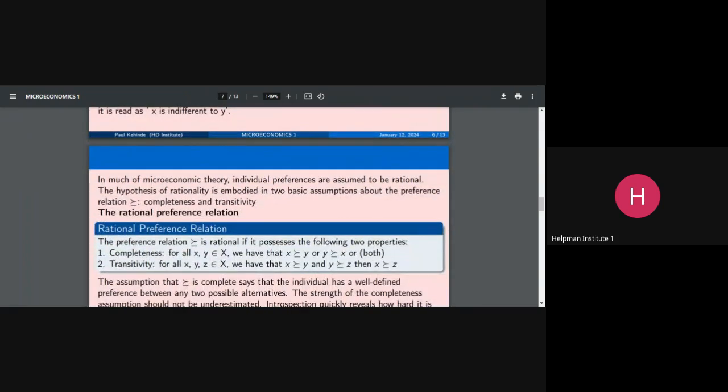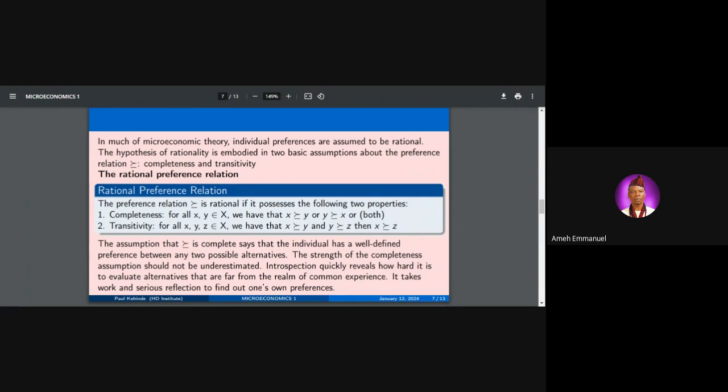Can we proceed? Let me assume you understand it to this point. Yes, please, you can proceed, sir. Please continue, we are getting what you are teaching. All right. Thank you. I'm excited. All right.